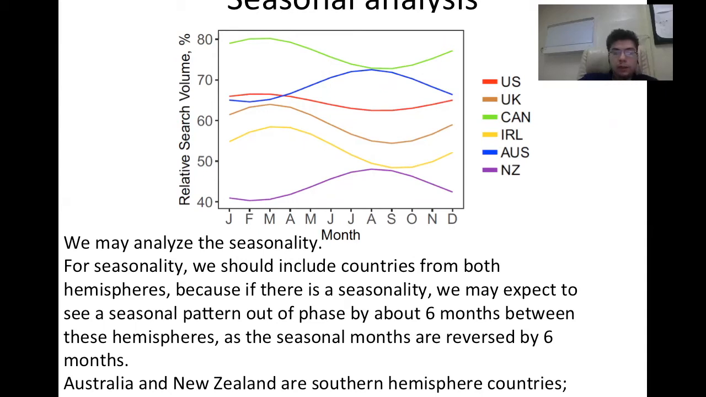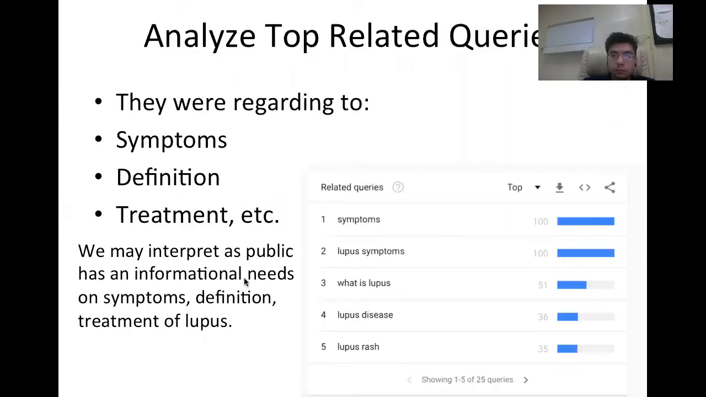Australia and New Zealand are southern hemisphere countries, and their pattern is reversed by 6 months as compared to the northern hemisphere countries, that is the US, UK, Canada, and Ireland. So the other advantage of Google Trends is that we can present the top rated queries as raw data as a table. That is all the 25 queries that Google provides, and also we may classify them as either symptoms or definitions of lupus or treatment of lupus.